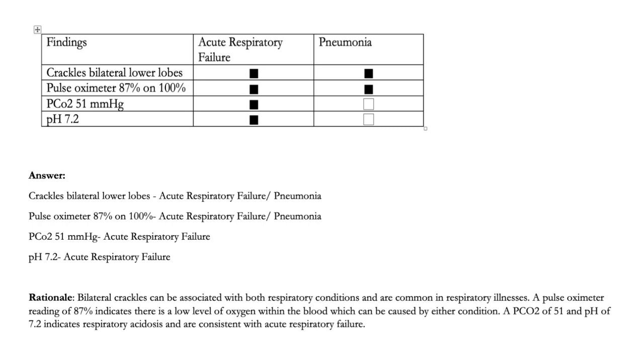The rationales are: bilateral crackles can be associated with both respiratory conditions and are common in respiratory illnesses. A pulse oximeter reading of 87% indicates there is a low level of oxygen within the blood, which can be caused by either condition. A blood gas carbon dioxide of 51 and pH of 7.20 indicates respiratory acidosis and are consistent with acute respiratory failure.